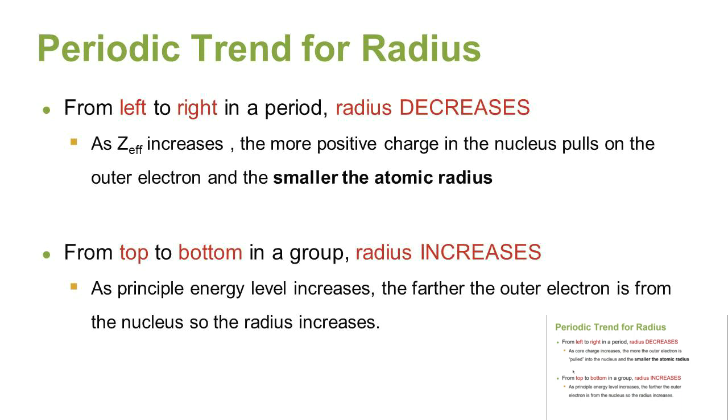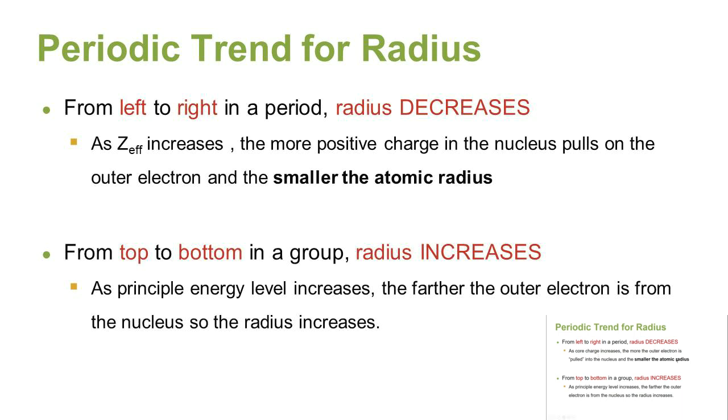And again, you say, wait, that makes no sense. You add more electrons in, wouldn't it get bigger? No, it gets smaller because as I add more electrons in, that core charge is getting bigger and bigger. So I'm having more core charge, which means that the outer electrons are being pulled more forcefully in, attracted towards the nucleus more, and therefore the atomic radius is smaller.